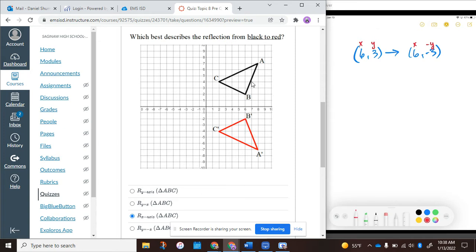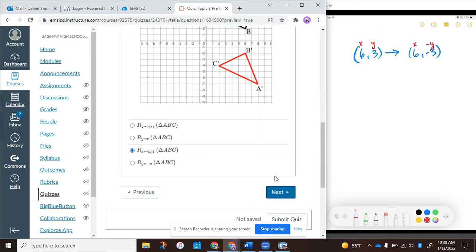Okay? Sometimes on a reflection, it's easy to tell. Sometimes they overlap, like we had on the notes. Okay? Pay attention to the coordinates if you're not sure about something.